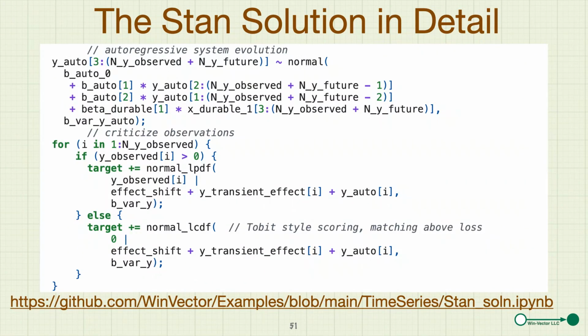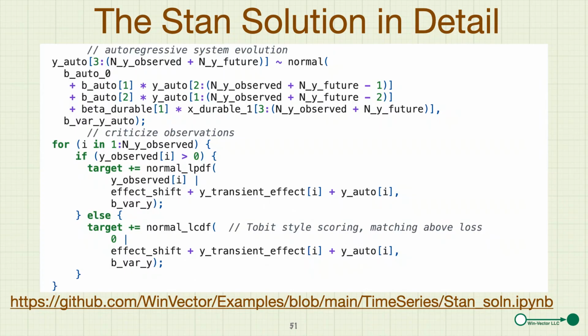This is the Stan solution in detail. You just write down what you want in code. The first block of code is saying that the autoregressive visitors, y auto, is normally distributed as a function of b auto 0, that intercept, plus some function of the people that visited a day ago and some function of people that visited 2 days ago. The colon notation is us doing range slices on these arrays to get that.